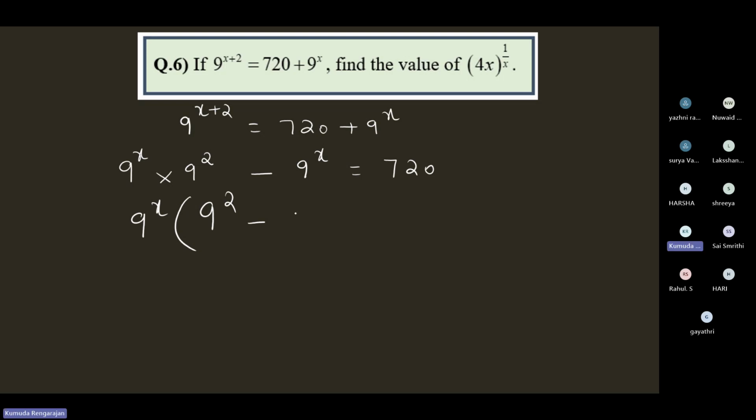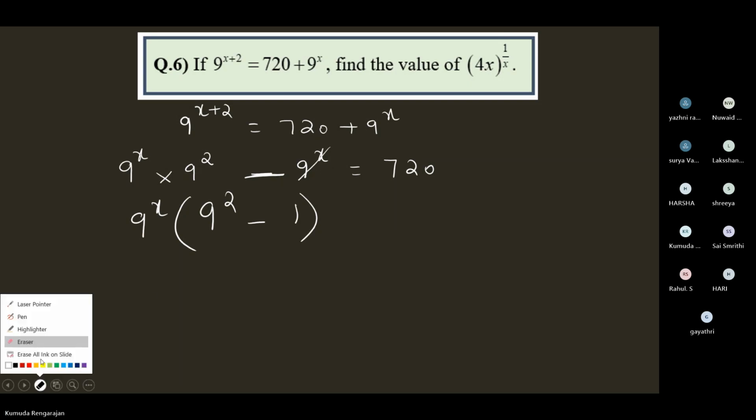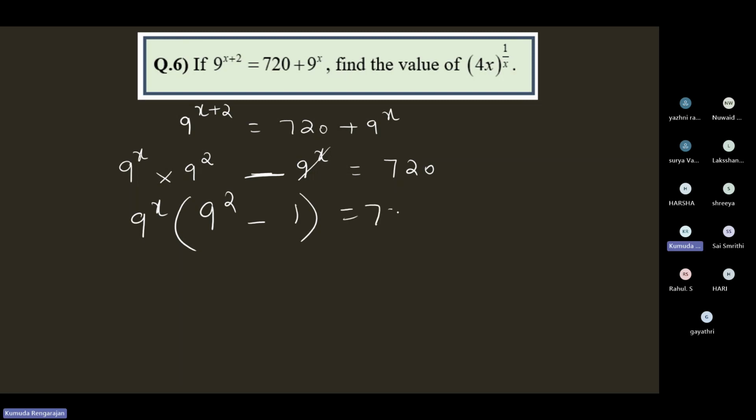9 square minus 1, because it's like into 1 here. 9 to the power x is common, so in the bracket you should write 9 square minus 1 is equal to 720. So 9 to the power x into 9 square is 81, 81 minus 1 is 80, is equal to 720.